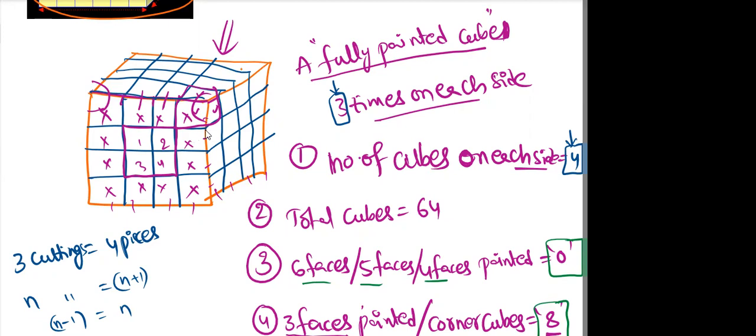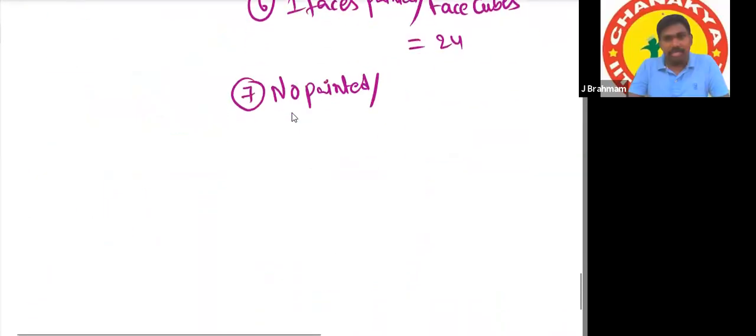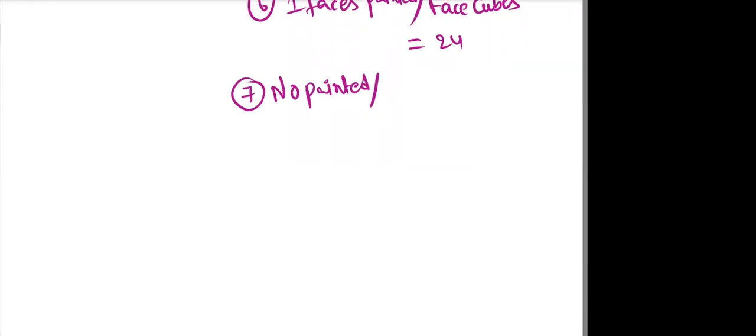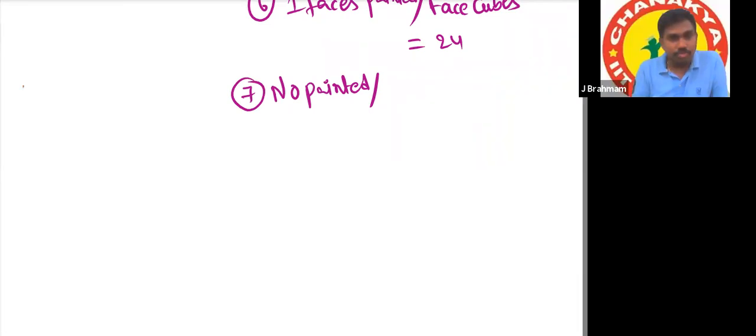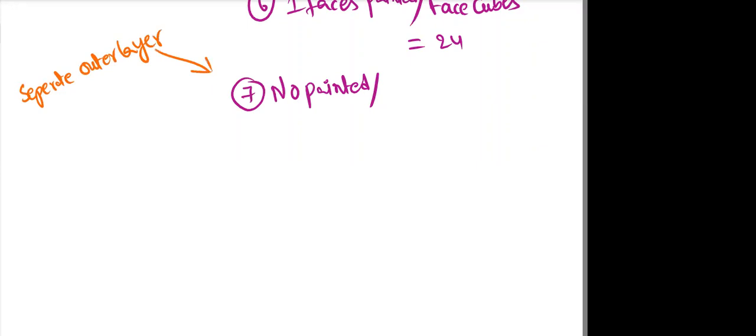So how many smaller cubes will be there? Sorry, how many unpainted cubes are there? How to get those cubes? We have already mentioned, we have to separate the outer layer to get the inside cubes.